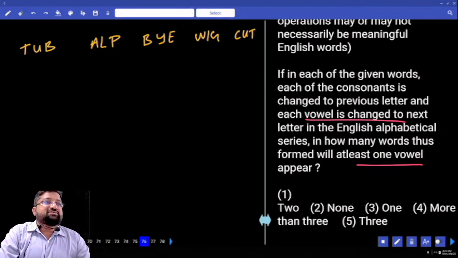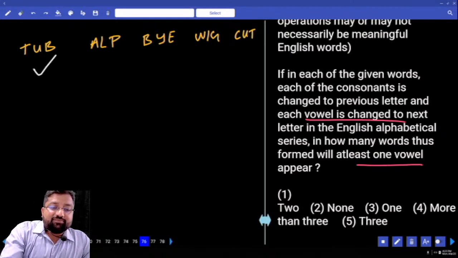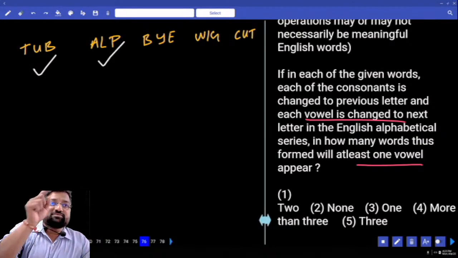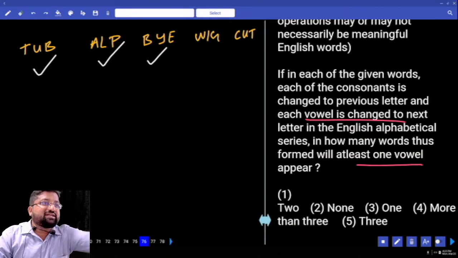Previous to consonant. Before T. What is before T? Yes. Before B, A. A vowel has come already. Again before L, K. Before P, O. A vowel has come. Before B, A. That's enough for me. I don't need to check Y, because I need at least one vowel.